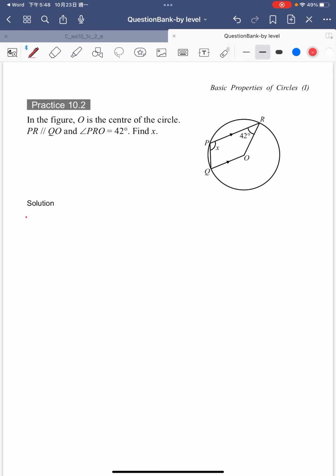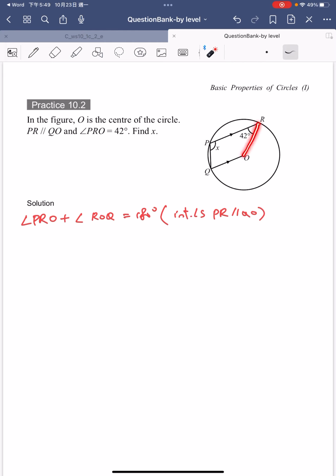First of all, we can write down angle PRO plus angle ROQ is equal to 180 degrees by using the interior angles, because PR is parallel to QO. This is PRO, this is ROQ, so these two angles added together will give you 180 degrees. So we can say that the angle ROQ is equal to 180 minus 42, which is equal to 138 degrees. So this one is equal to 138 degrees.